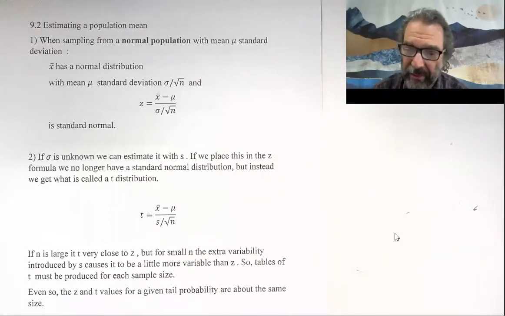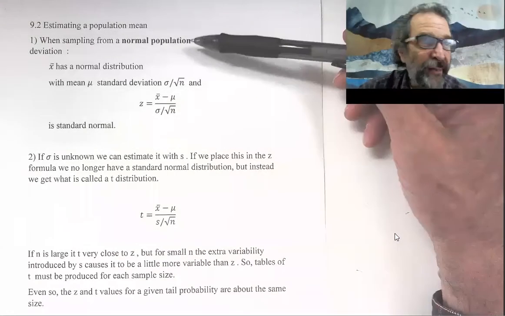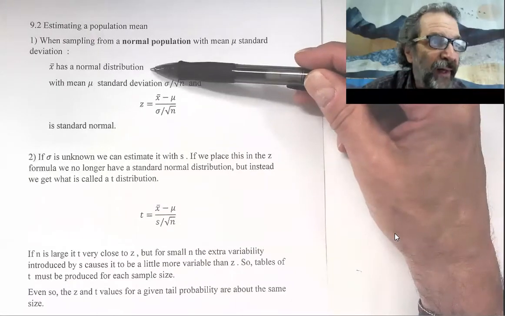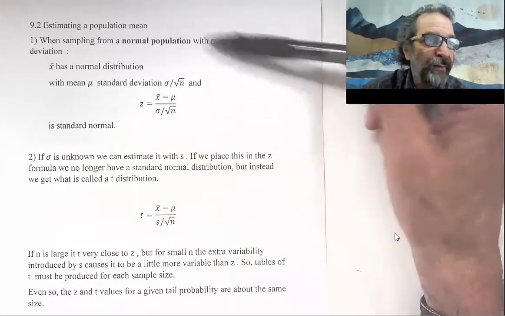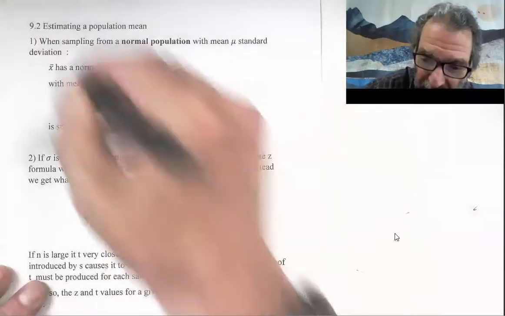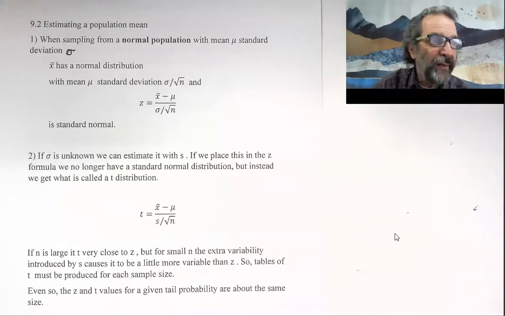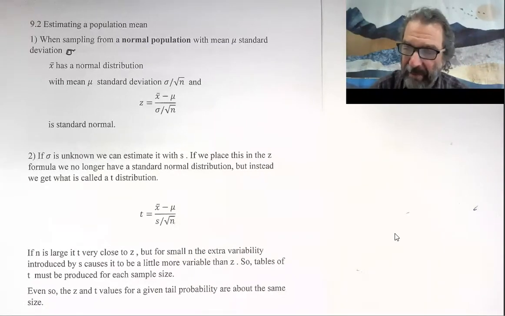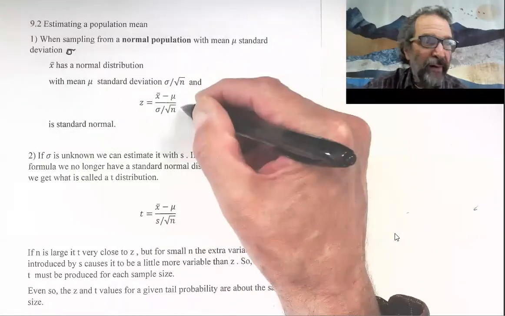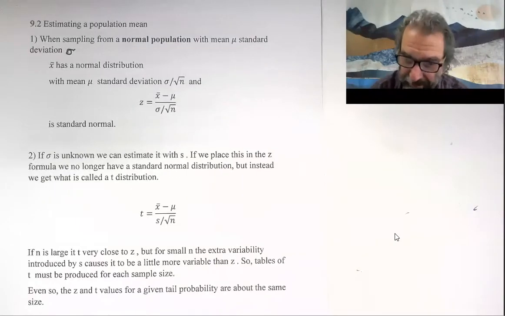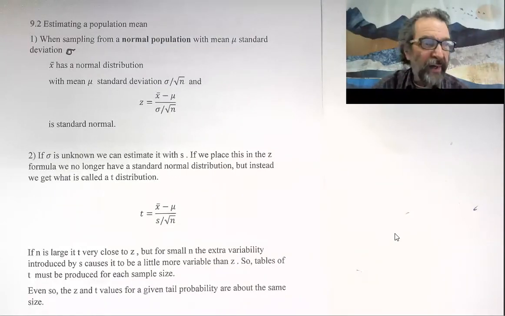Say we were sampling from a normal population with mean mu and standard deviation sigma. Then X bar is normally distributed. It has mean mu and standard deviation sigma over root n. And if I compute X bar minus mu over sigma over root n, I get a standard normal distribution. We've done that.